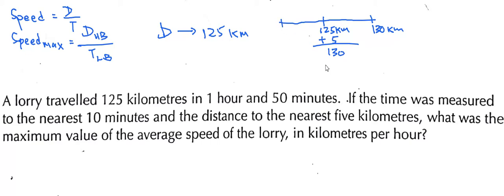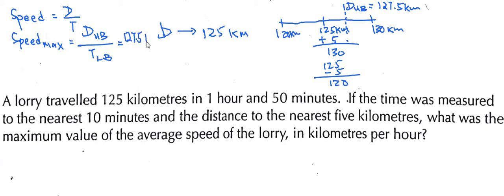Now what about this one? This one is 125 minus 5, so we get 120. Okay, so this is 120 kilometer. So distance, you want the upper bound, so it's in the middle of this. Then distance upper bound is the average of these two, which is 127.5 kilometer.